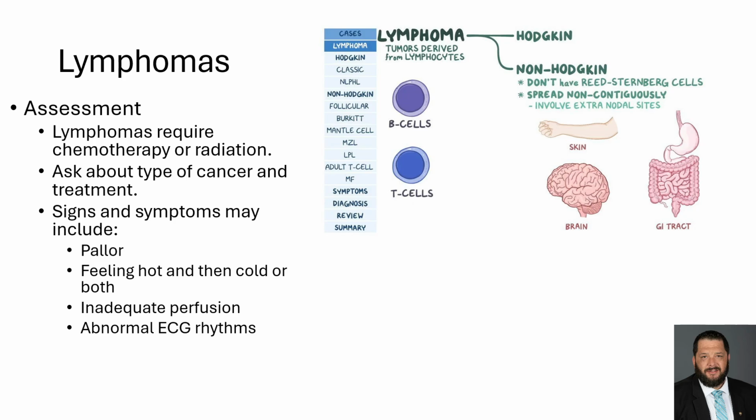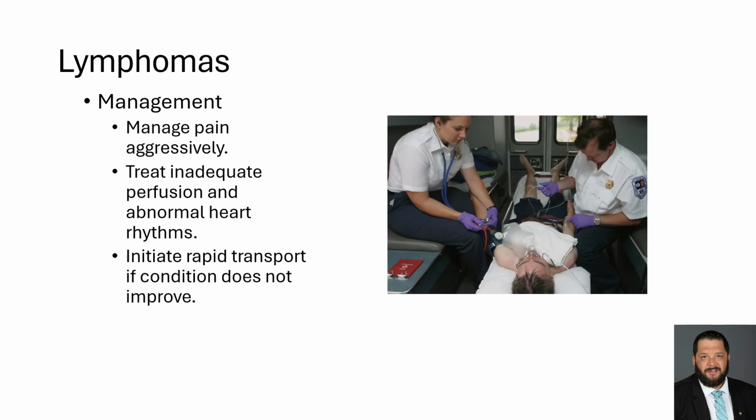Signs can include things like pallor and frequent body temperature changes. They may feel very hot and very cold. They can also have problems with inadequate perfusion and abnormal ECG rhythms. And so advanced level providers should be keen for fluid support and blood pressure support, as well as ECG monitoring and intervention if needed. Manage pain aggressively in these patients. So if you are an advanced level provider and have pain control at your disposal, if they're in pain, treat the pain. Treat inadequate perfusion and abnormal heart rhythms accordingly with presentation, and initiate transport if their condition doesn't improve.